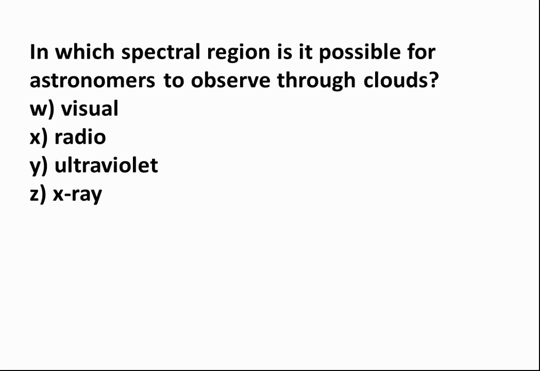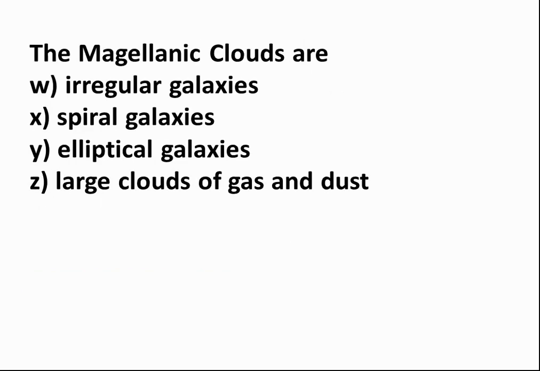In which spectral region is it possible for astronomers to observe through clouds? W. Visual. X. Radio. Y. Ultraviolet. Z. X-ray. Answer: X. Radio. The Magellanic Clouds are W. Irregular galaxies. X. Spiral galaxies. Y. Elliptical galaxies. Z. Large clouds of gas and dust.